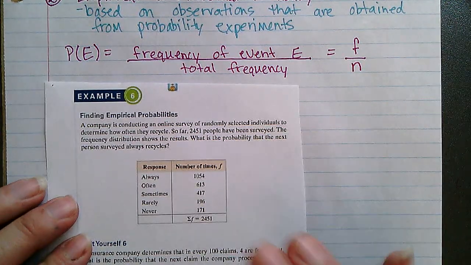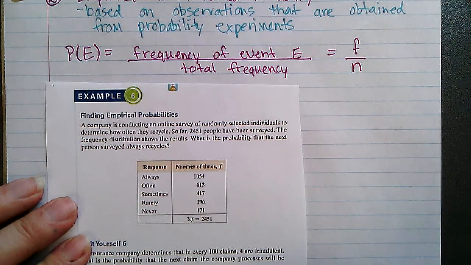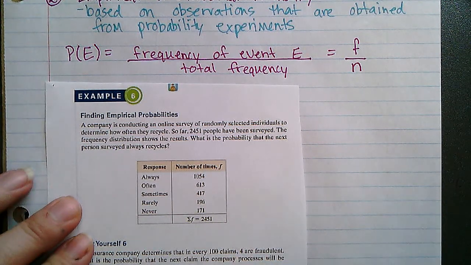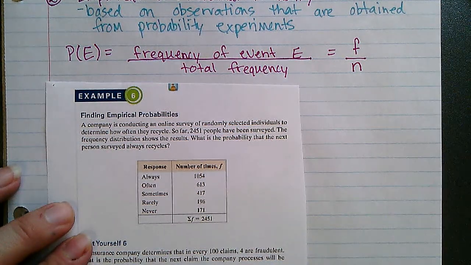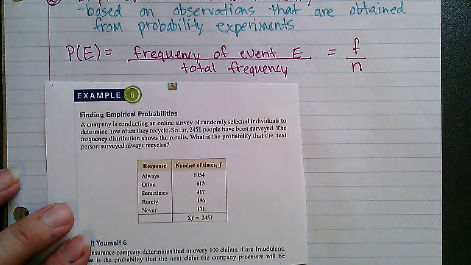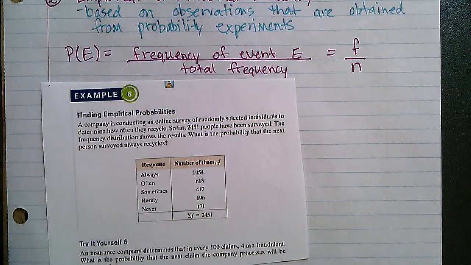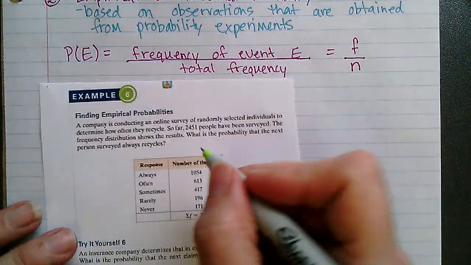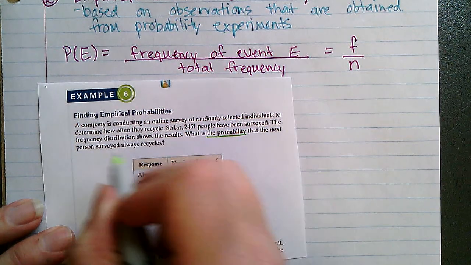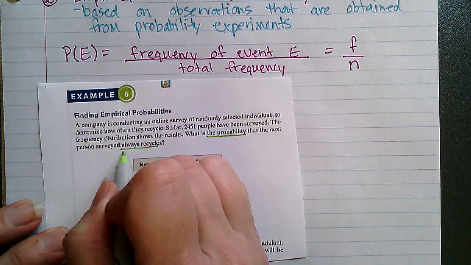Here is an example with empirical probabilities. A company is conducting an online survey of randomly selected individuals to determine how often they recycle. So far, 2,451 people have been surveyed. The frequency distribution shows the results. What is the probability that the next person surveyed always recycles? So we're looking for the probability the next person surveyed always recycles.